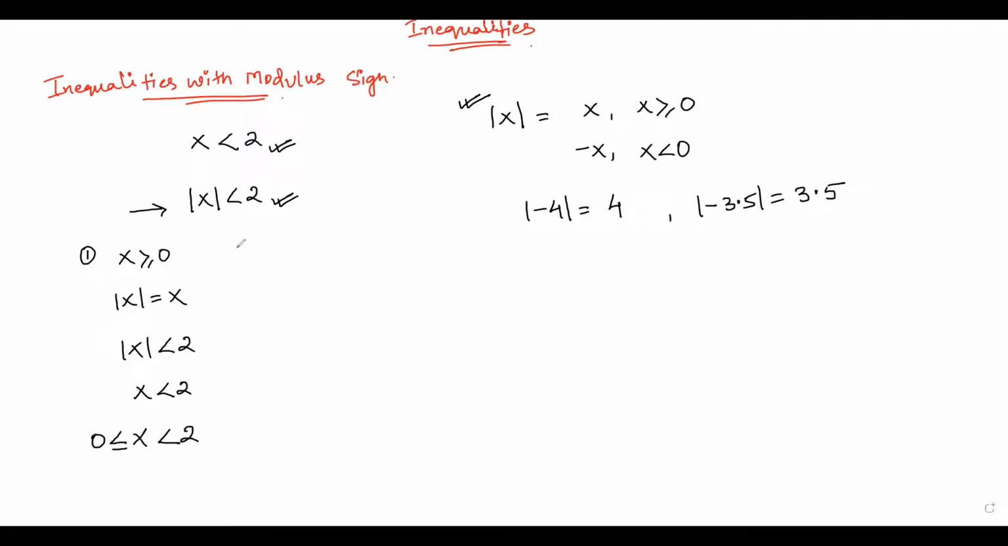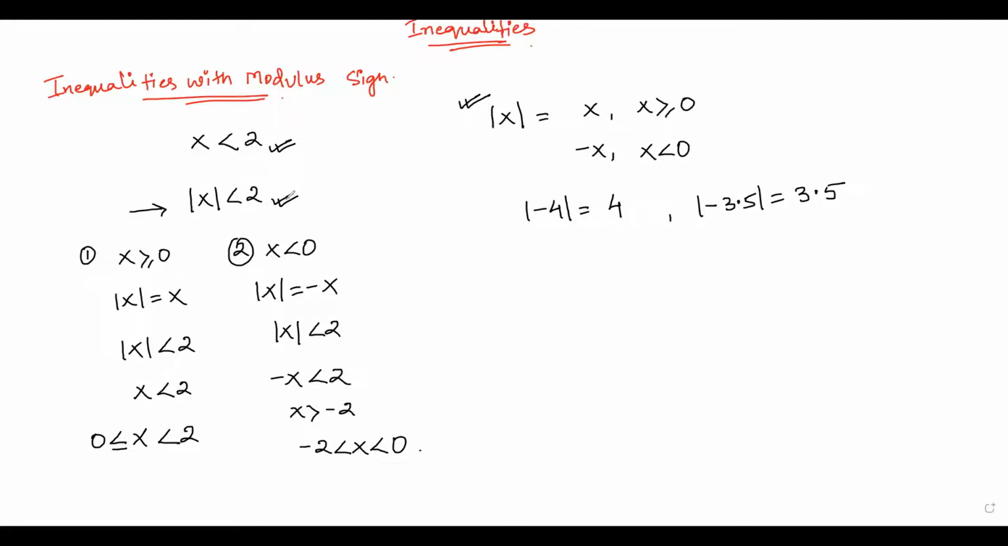In a similar way, let us consider the second case, that is when x is less than 0. We know that when x is less than 0, mod of x would be defined as minus x. So mod x less than 2 can be written as minus x less than 2. So minus x is less than 2, so x would be greater than minus 2. So when x is less than 0, all values which would be greater than minus 2 would be satisfying this inequality. So for this case, the range of values would be minus 2 less than x less than 0.